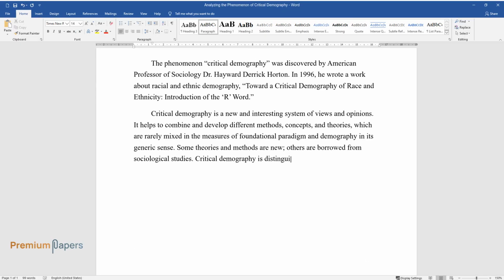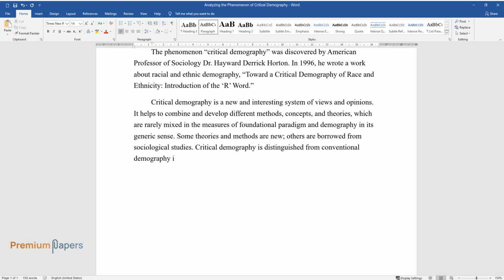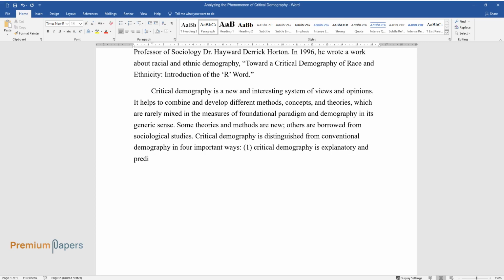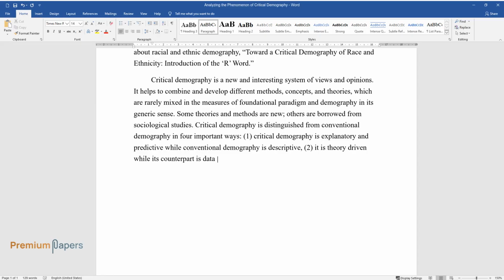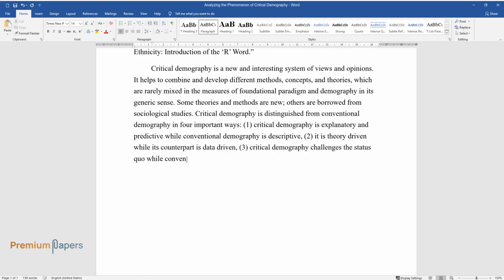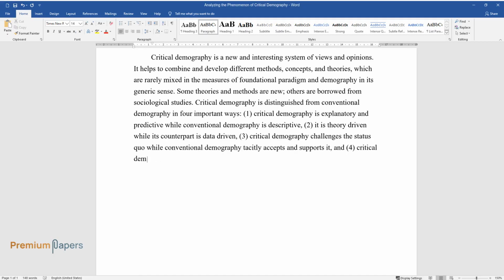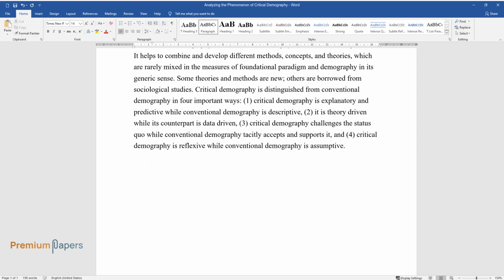Critical demography is distinguished from conventional demography in four important ways. 1. Critical demography is explanatory and predictive while conventional demography is descriptive. 2. It is theory-driven while its counterpart is data-driven. 3. Critical demography challenges the status quo while conventional demography tacitly accepts and supports it. And 4. Critical demography is reflexive while conventional demography is assumptive.